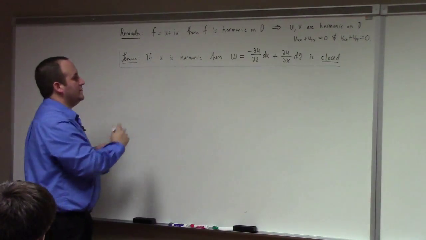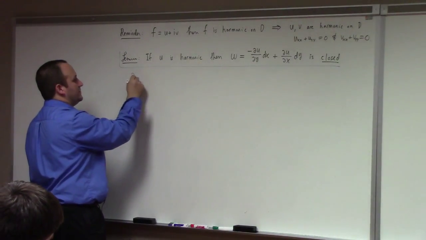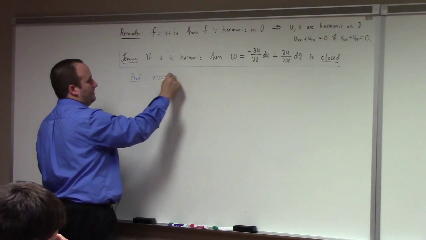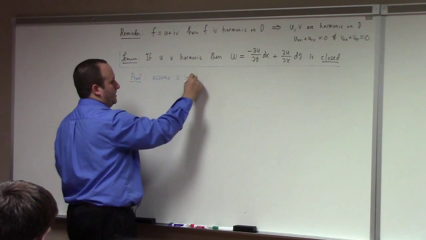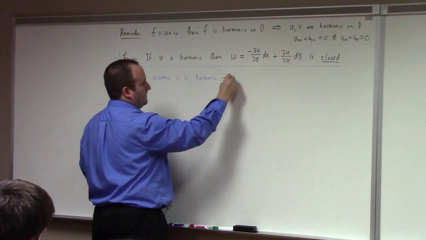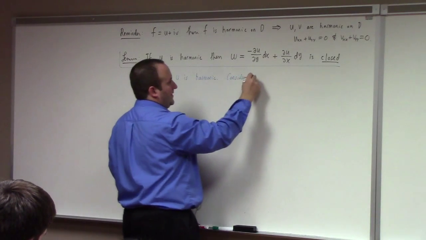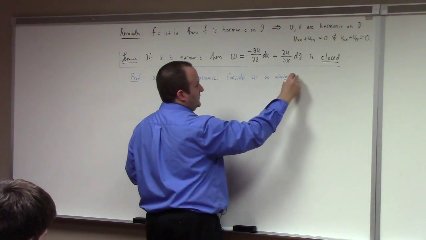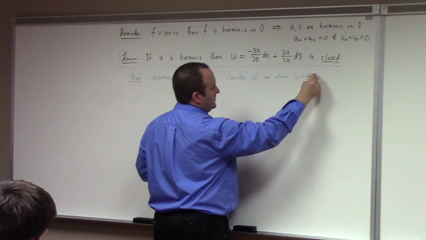So what do we need to do then? Assume u is harmonic, right? And then consider omega as above. So if we say omega is equal to p dx plus q dy, what do we have?